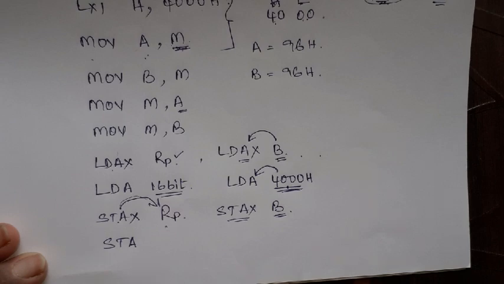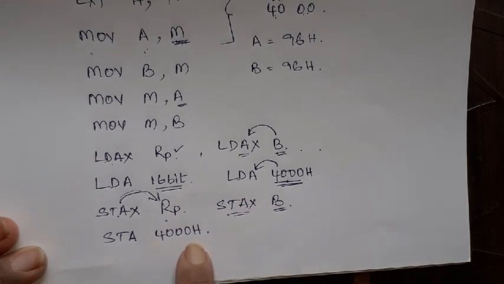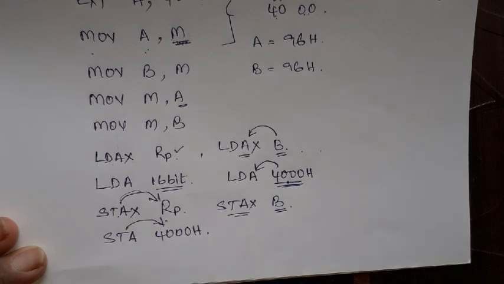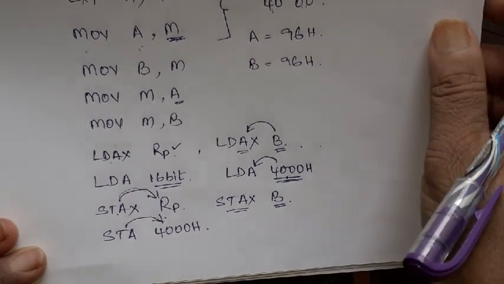This is also the same, but here the address is given in the instruction itself. In the instruction, if I say 4000H, the accumulator contents will be transferred to the memory location whose address is 4000H. Okay, so this is one set of data transfer instructions.